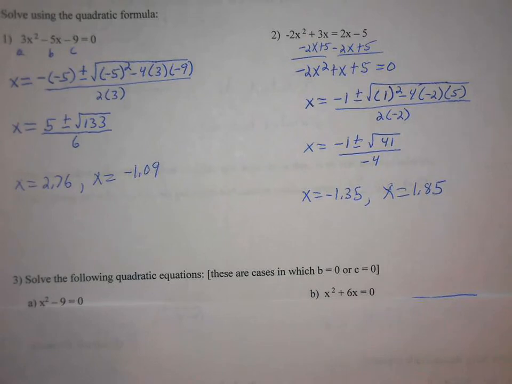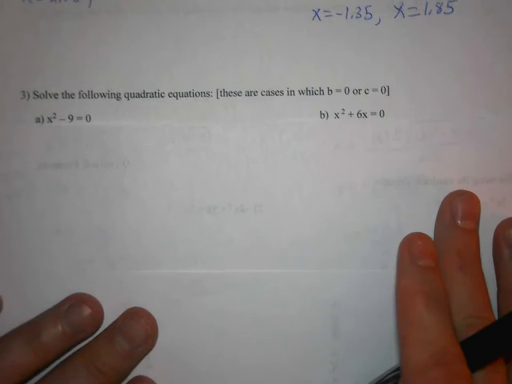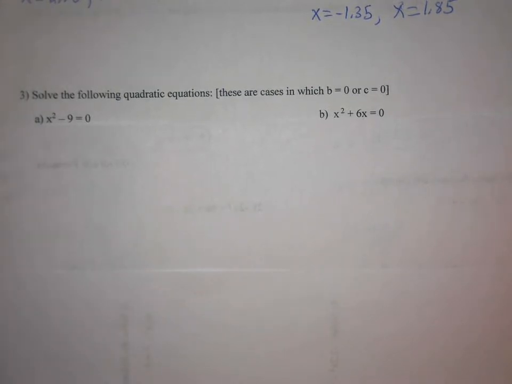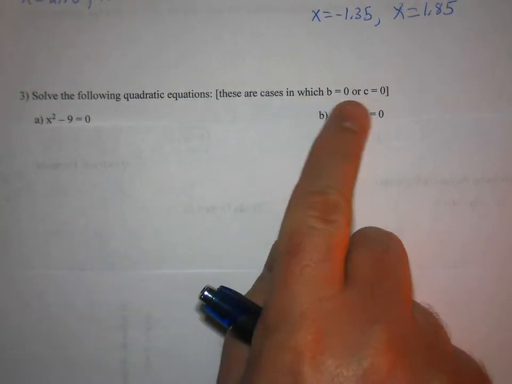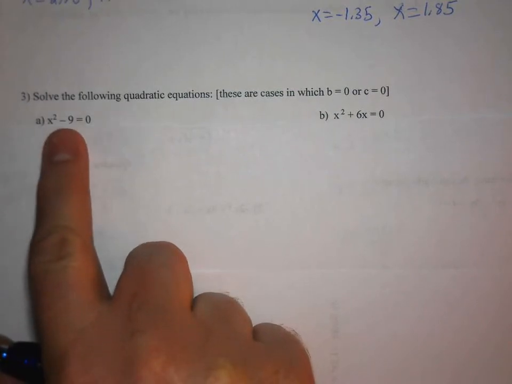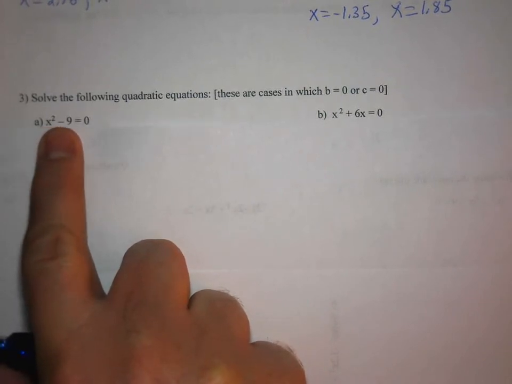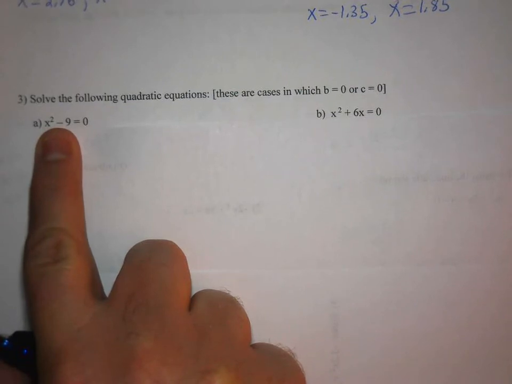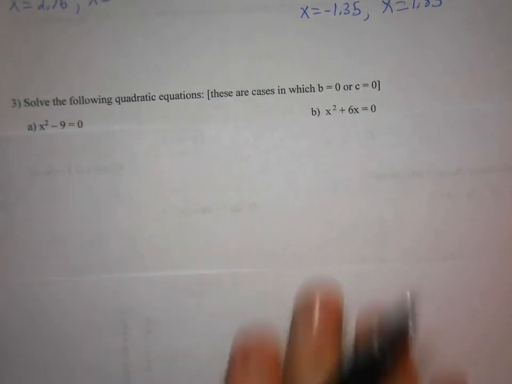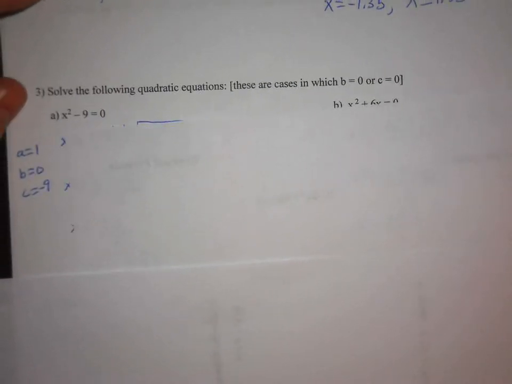Okay, going on to number 3, I just want to show you these two special cases. When you have ax squared plus bx plus c equals 0, sometimes the b value could be 0 or the c value could be 0. So if we look at part A, x squared minus 9 equals 0. Well, ax squared, we have an a value of 1, and then plus bx, well, there is no x term. So that just means that the b value is 0, and then the c value is negative 9.